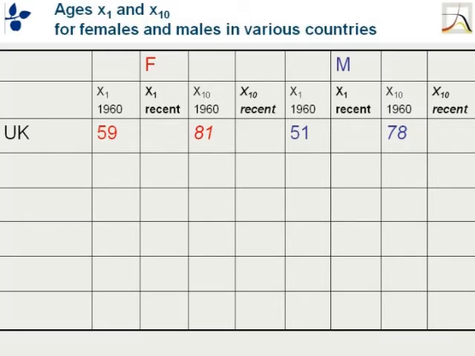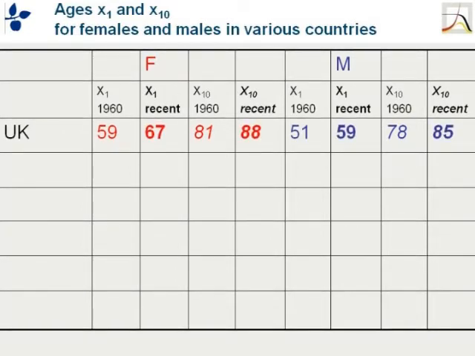What happened between 1960 and now? Okay, so for the females, X1 went from 59 to 67, an 8-year delay of senescence. And X10 went from 81 to 88, a 7-year delay in senescence. For the men, there was similarly an 8-year delay in X1 and a 7-year delay in X10. So a similar pattern for both the men and the women, and this postponement of senescence by 7 or 8 years.